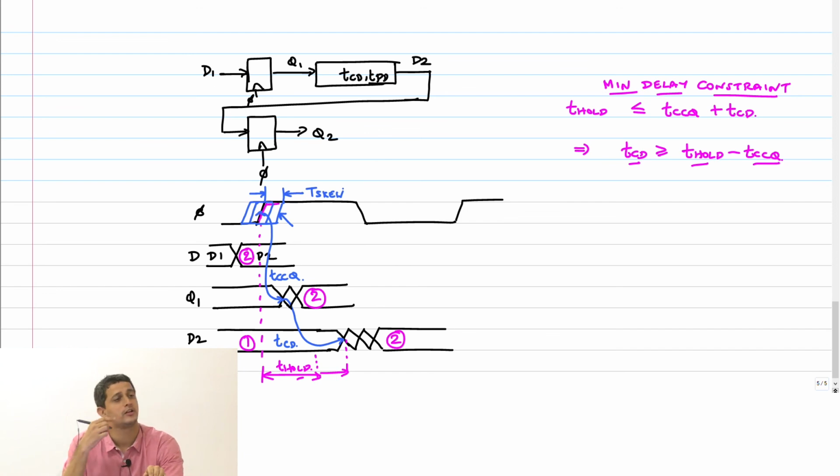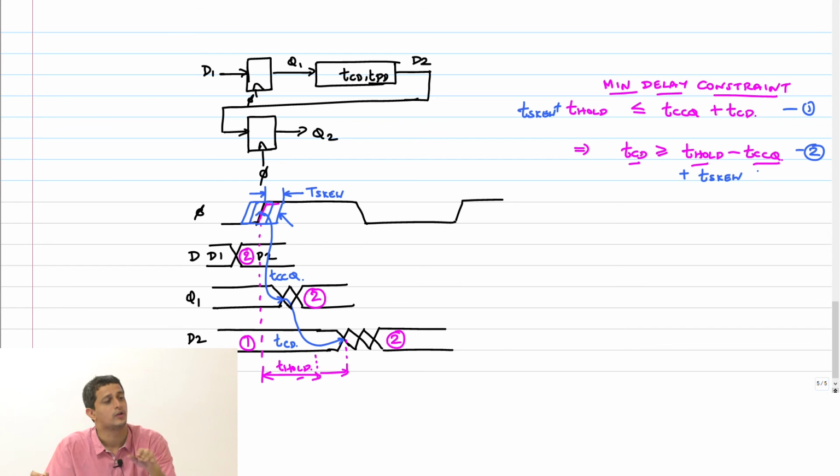So how do I modify this equation? First equation here. Where should I add T_skew? To the left. So what is the net thing now? I will add T_skew.